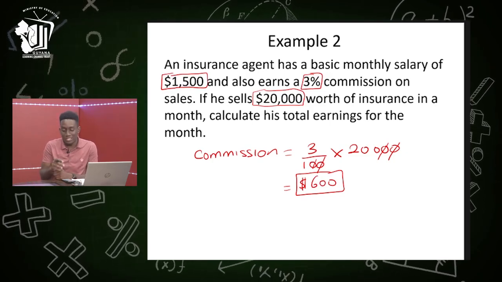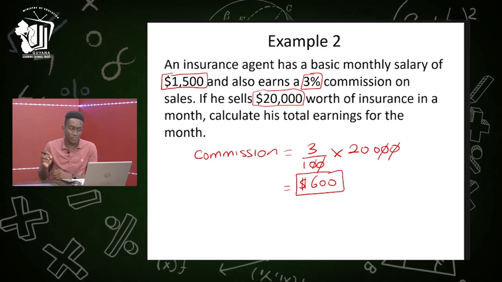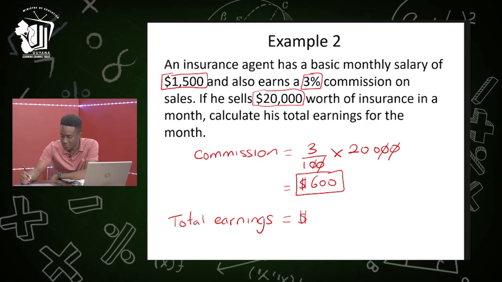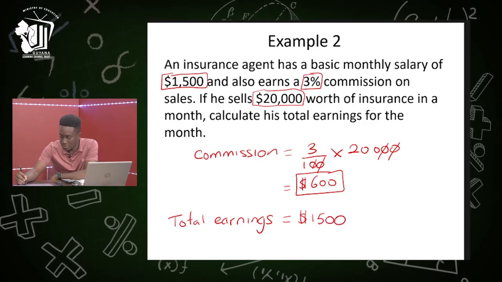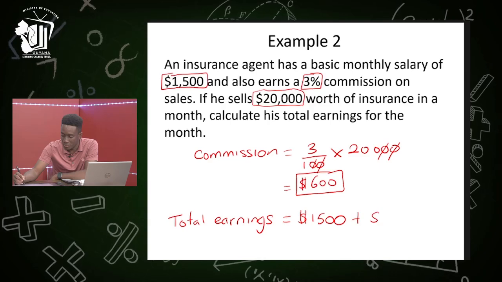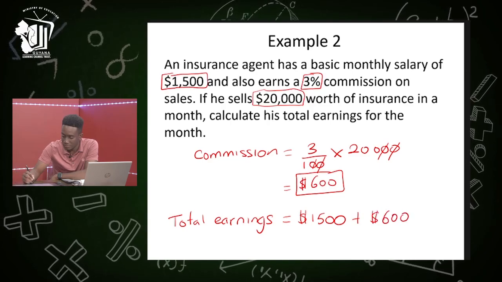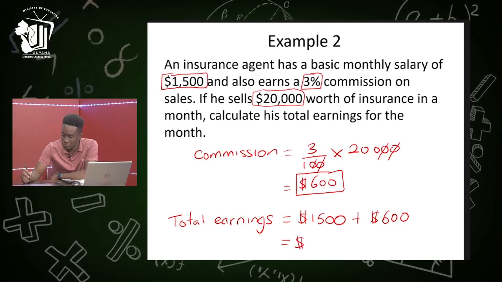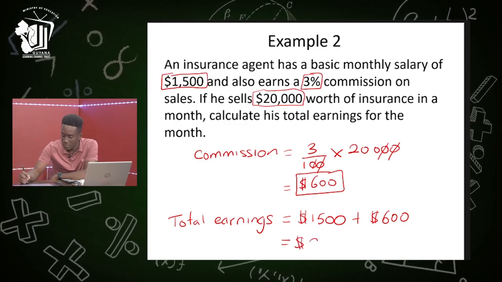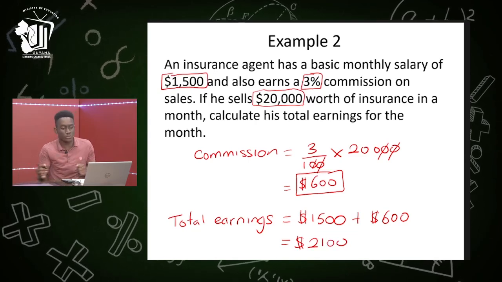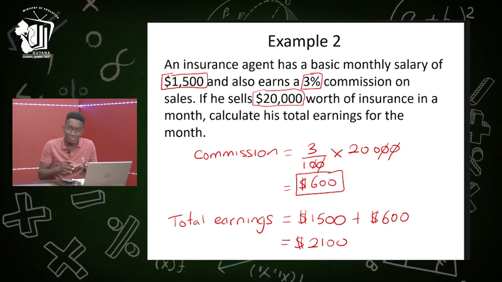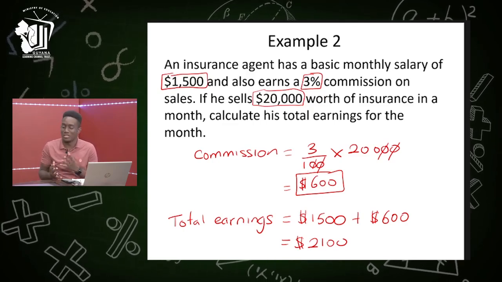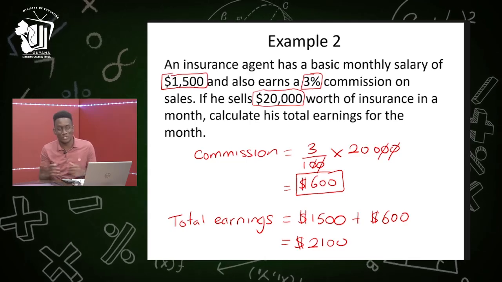They wanted us to calculate his total earnings for the month. So his total earnings would be his normal salary, which is $1,500, plus his commission, which is $600. When we add the 1,500 plus the 600, that would give me $2,100. So at the end of this month, the insurance agent will make $2,100, all because he made an extra based on his commission.